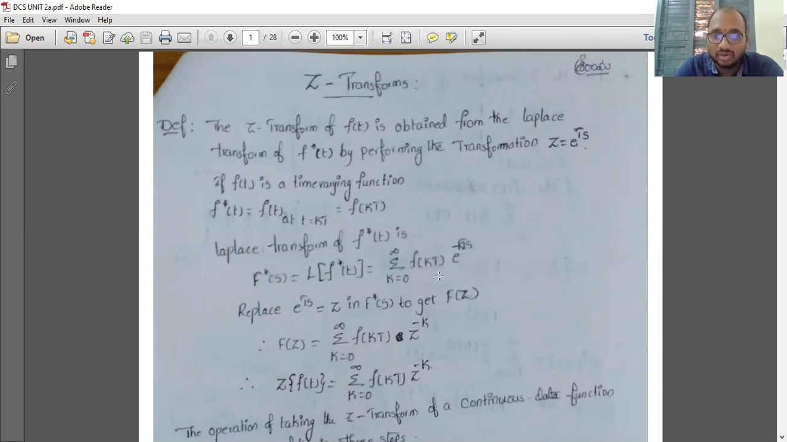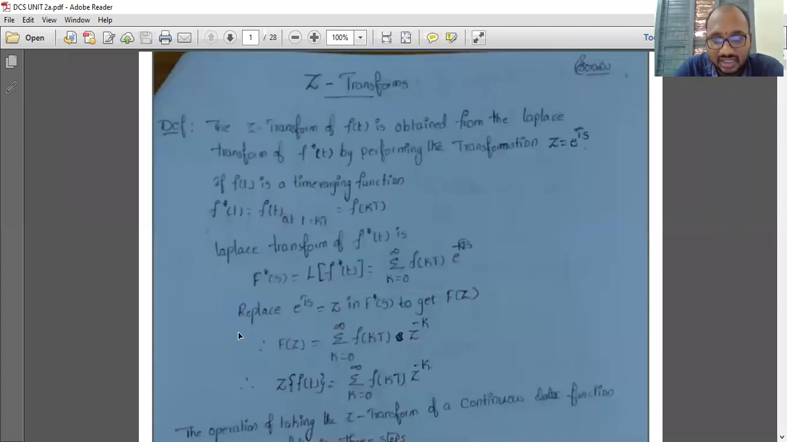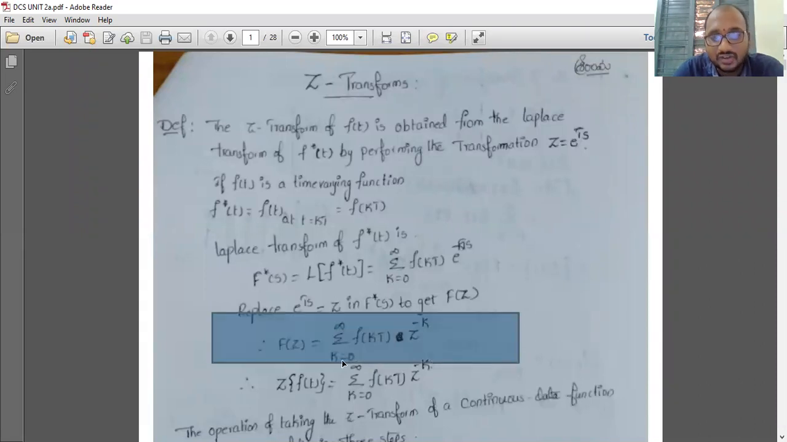Next, in this we substitute the transformation. That is nothing but replace e power ts as z. That is the transformation in f star of s, to get f of z. So f of z is equal to sigma k is equal to 0 to infinity f of kt into z power minus k. Here we have e power minus k ts. e power ts is nothing but z, the remaining term is minus k, so z power minus k. You can write e power minus k into ts as e power ts whole power minus k. e power ts is z, so z power minus k.